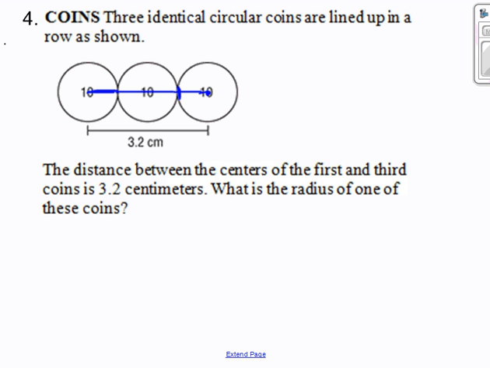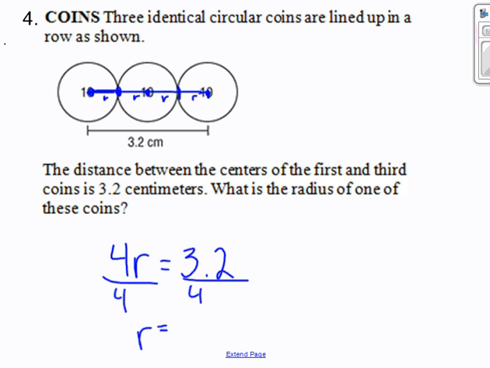If all their radii are the same, how many radii do I have here? I have 1, 2, 3, 4. So I know 4 radii make up 3.2. If I want to find one of them, I'm going to divide both sides by 4 to figure out the radius of one of them. And when I do that, I get 0.8 centimeters.